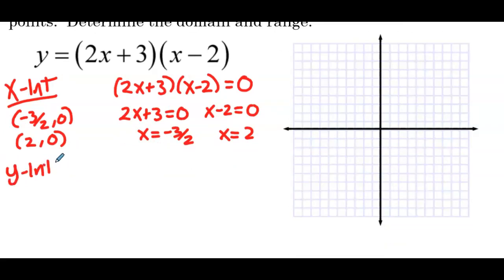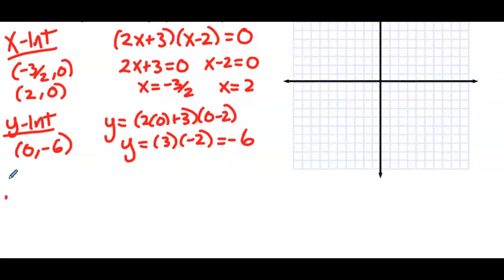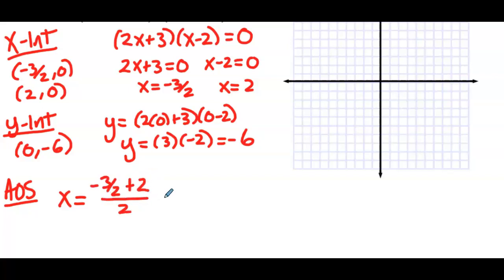Find the y-intercept. So we're going to plug 0 in for x. So we are going to have 3 times negative 2, which is negative 6. So our y-intercept is 0, negative 6. Next, we define our axis of symmetry. So we'll take the average of the x values in the x-intercepts. So that's x equals negative 3 over 2 plus 2 divided by 2.